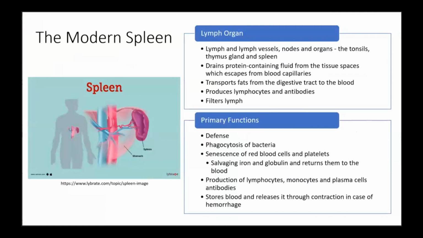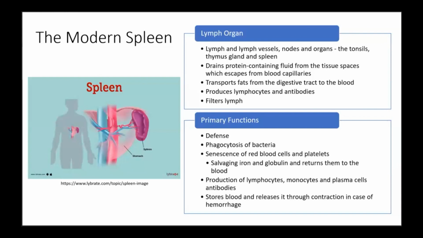Here's the modern spleen. It's a lymph organ. It's a primary lymph organ. It's good to know this stuff too, right? The lymph and lymph vessels, the nodes and organs, the tonsils, the thymus gland, and the spleen, all connected together. Drains protein-containing fluid from the tissue spaces, which escapes from blood capillaries. Transports fats to the blood. Produces lymphocytes and antibodies, right? The chi, right? We're talking about the spleen chi. Filters lymph. Primary functions for defense.